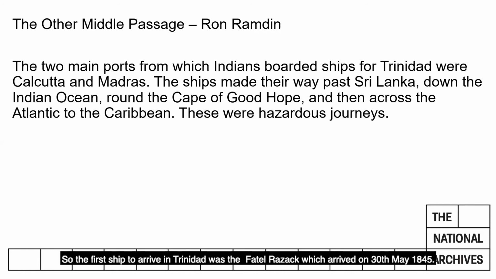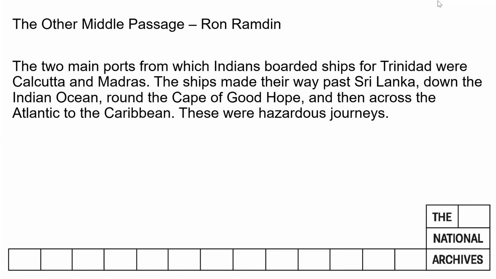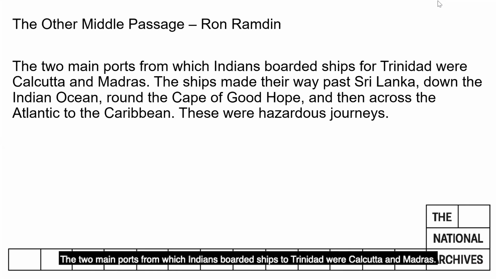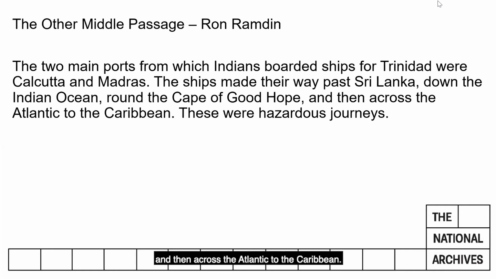So the first ship to arrive in Trinidad was the Fatel Razack, which arrived on 30th May 1845. In the years that followed, many other ships came and brought thousands of Indians to Trinidad. The two main ports from which Indians boarded ships for Trinidad were Calcutta and Madras. The ships made their way past Sri Lanka, down the Indian Ocean, round the Cape of Good Hope, and then across the Atlantic to the Caribbean. These were very long and hazardous journeys.